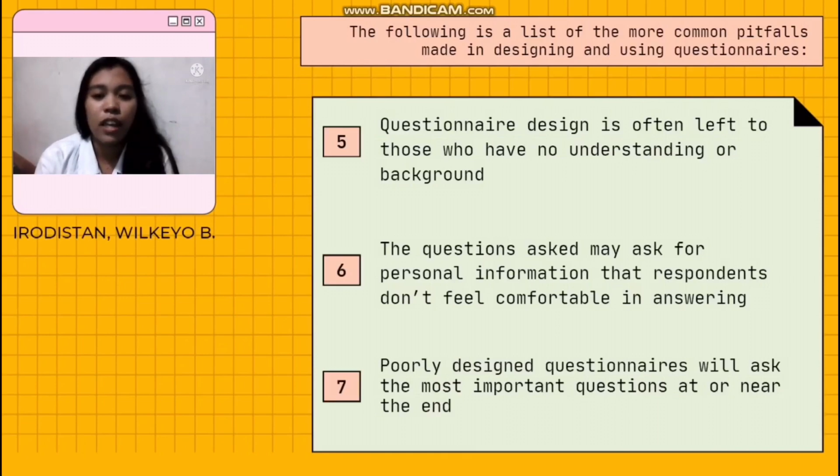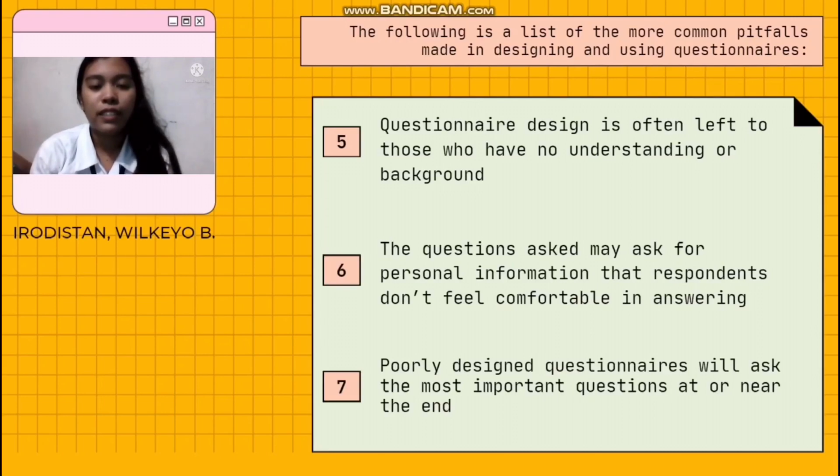6. The question asked may be asked for personal information that respondents don't feel comfortable in answering. I have seen many surveys with a series of demographic questions such as name, age, sex, income level, and so on. But it is better to leave these questions to the end. Or it should be optional, either ibigay or hindi nila ibibigay ang mga ganitong information.